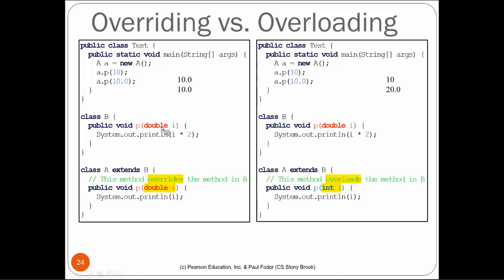So in this case, we override the method p of double. P of double in the superclass B will be hidden by the implementation in the subclass. So this is overriding and this is overloading. We can also create an instance of the type B and call it with an integer and a double. In this case, it will print a double in both cases, basically 20.0 and 20.0, because in both cases it will call the method p defined in the class B.